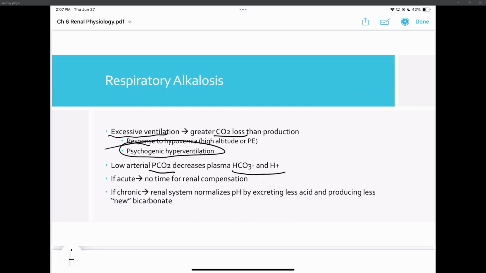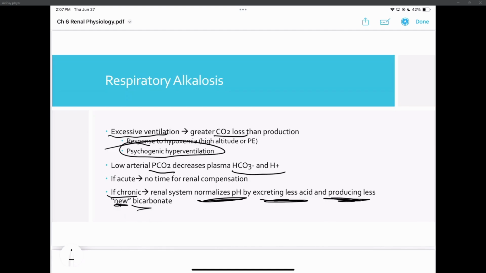Again, with your respiratories, if they're very acute, there's going to be no compensation because there's no time for the kidneys to start changing what they need to do. In chronic, the renal system will normalize pH, excreting less acid and producing less new bicarbonate. We want to get rid of the bicarb.